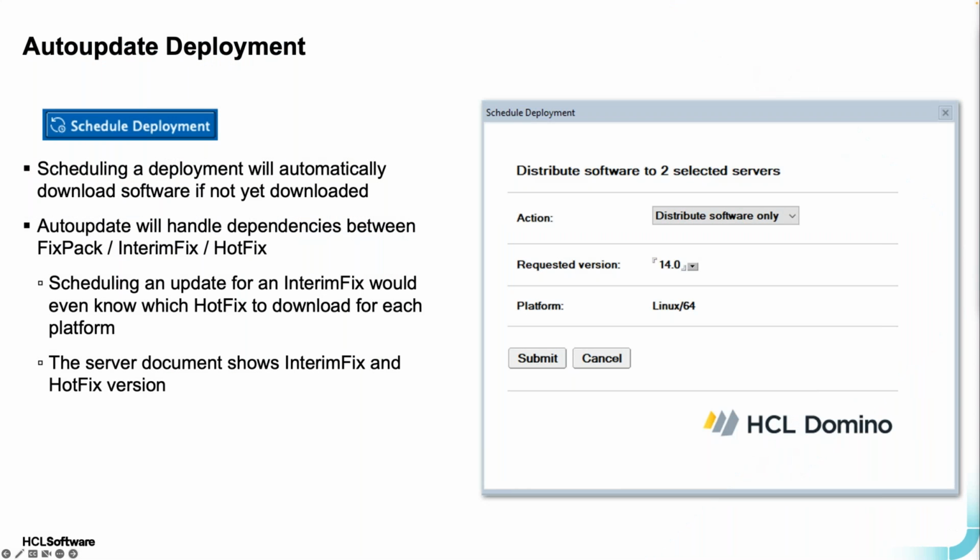Gary mentioned a few moments ago that there is a quick and easy way, which is just to select the servers that you want to push this software to and click a button, or you can create so-called deployment groups. In both cases, there is a button called Schedule Deployment, and you decide the action you want to take, the version you want to push, the platform and so forth, and hit the Submit button. Behind the scenes, the auto update task will handle the rest, including any dependency resolution, fixpack, interim fix, and hotfix dependencies, and so forth. So that's all complexity that you no longer have to take care of yourself.